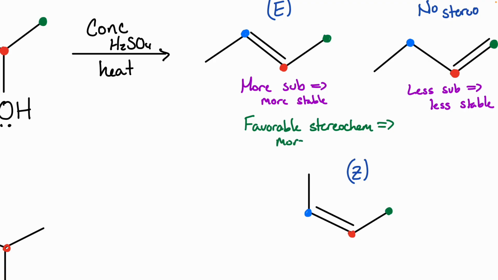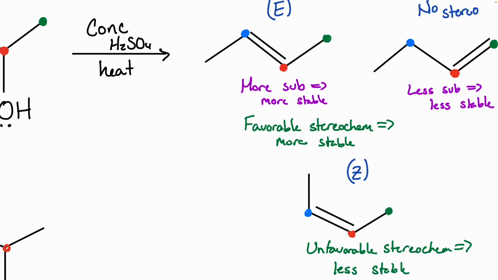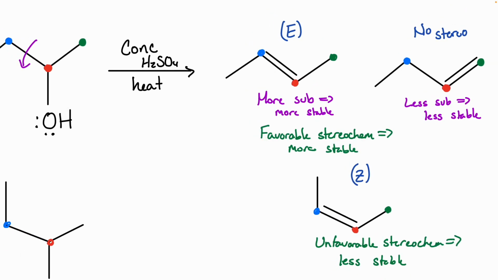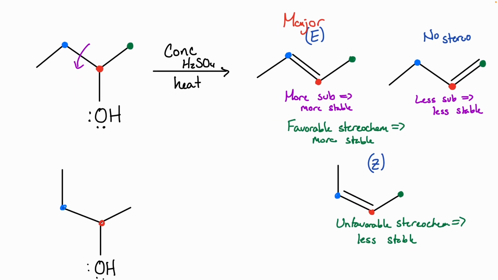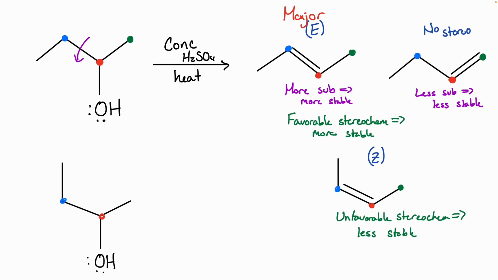So again, more stable. This one's got our unfavorable stereochem, so it's less stable. Okay, so our major product in this reaction mixture will be our more substituted, more favorable stereochemistry product. You'll actually get a mixture of all three of them. It's pretty cool. You see all of them in solution, but you will see a majority of your E molecule, or plurality. Most of it, the major product, will be that E.